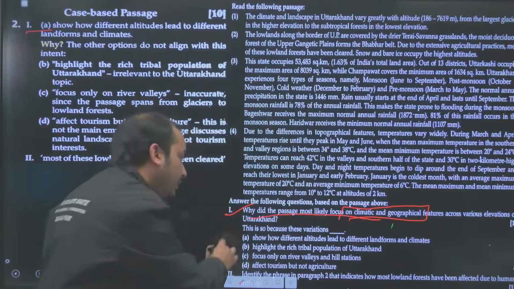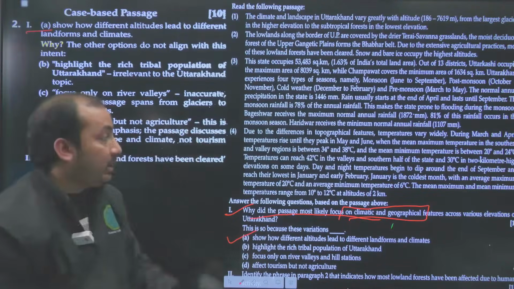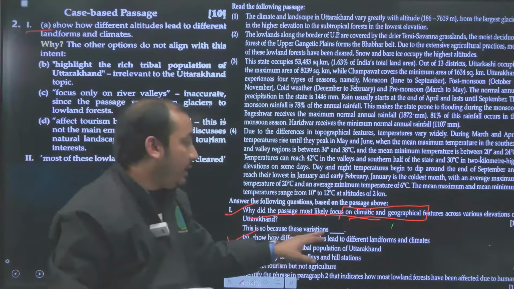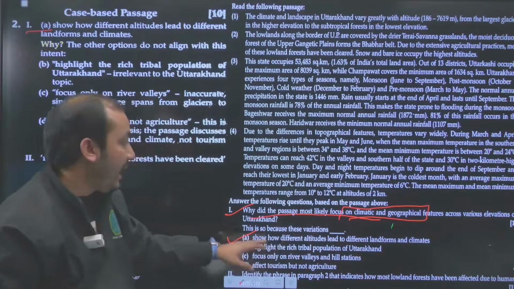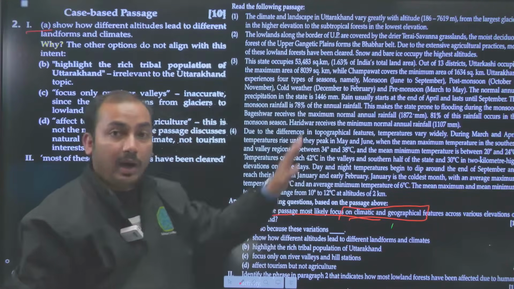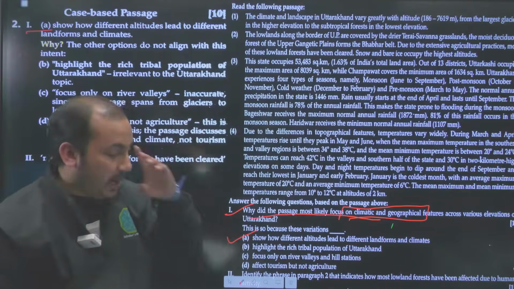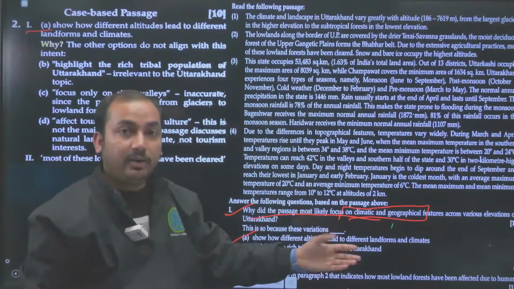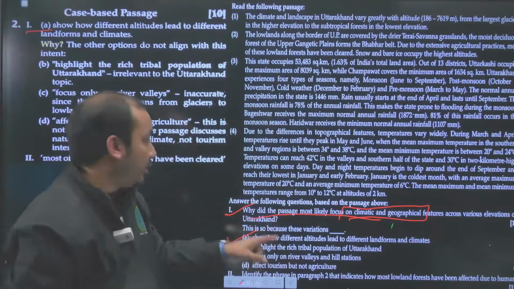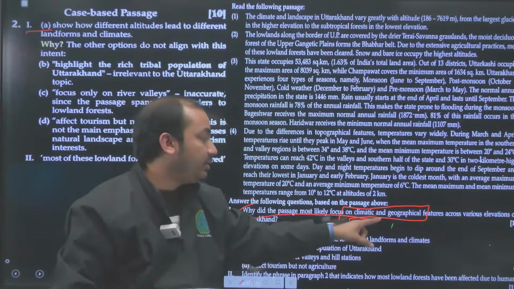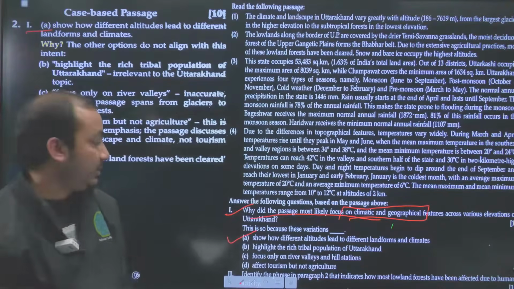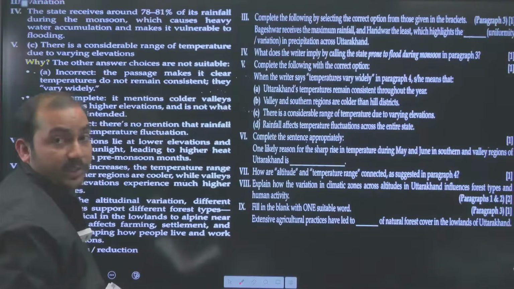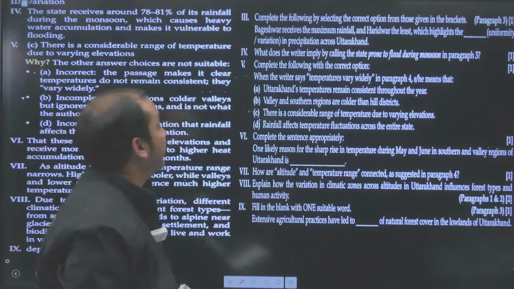Yes, exactly. This was the correct answer. The author in this passage exactly stated the same thing. That is, as we go up, the temperature goes down, and also the landform and the vegetation change as per the altitudes of different districts of Uttarakhand. So the correct option is to show how different altitudes lead to different landforms and climates, and the other options are eliminated because these were not from the passage. Now move to the next question.